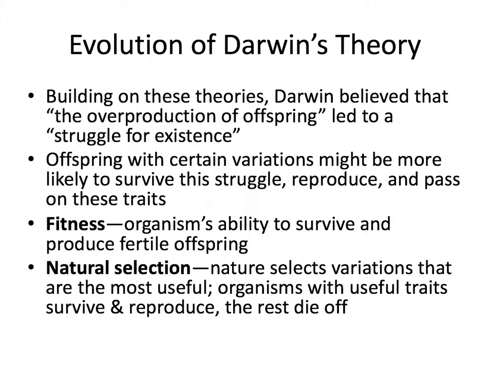Fitness is an organism's ability to survive and produce fertile offspring. And then natural selection, nature selects variations that are the most useful. Organisms with useful traits survive and reproduce, the rest die off.